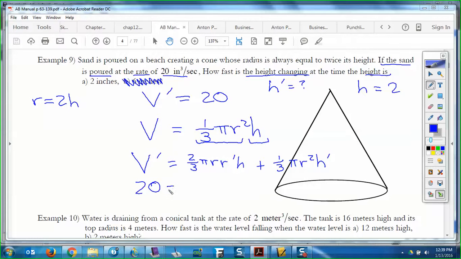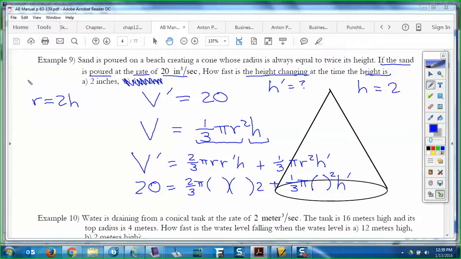So we'll put a 20 there. In place of r, I don't know what to put right now. In place of r prime, I don't know what to put right now. But in place of h, I can put a 2. Right? Plus 1/3 pi, and again, in place of r, I don't know what to put, and h prime is what I'm looking for. Right? So my dilemma is I need something to put in for r, and I need something to put in for r prime. Well, that's where this information comes in.